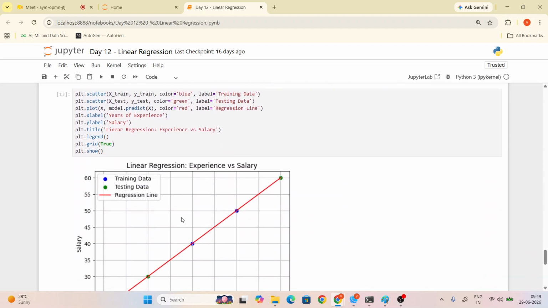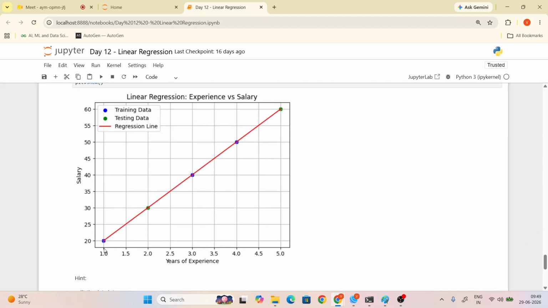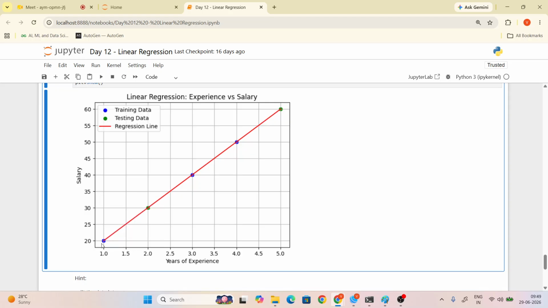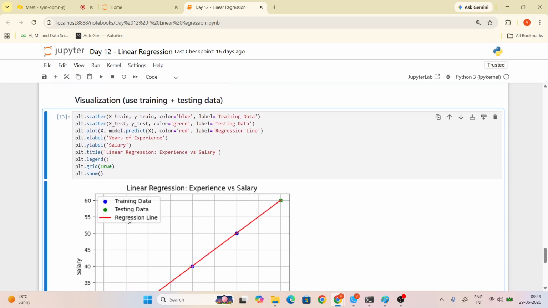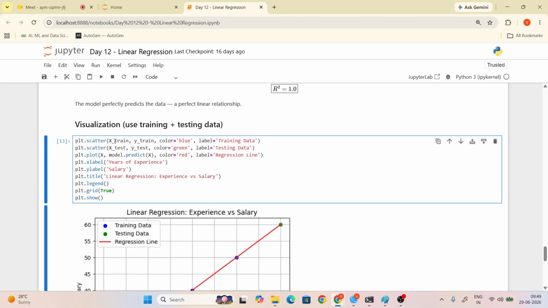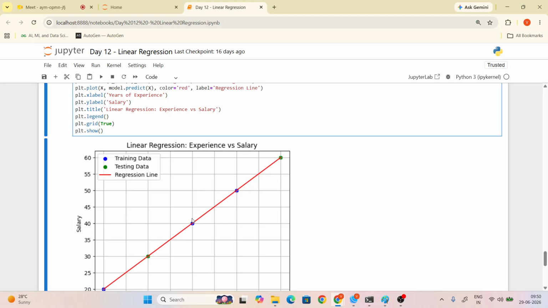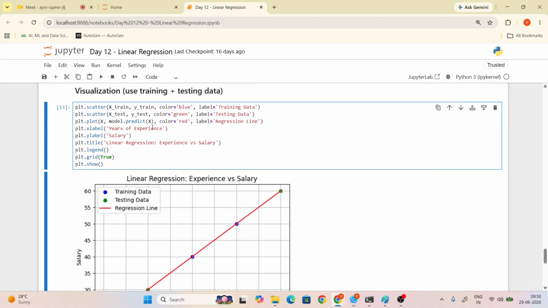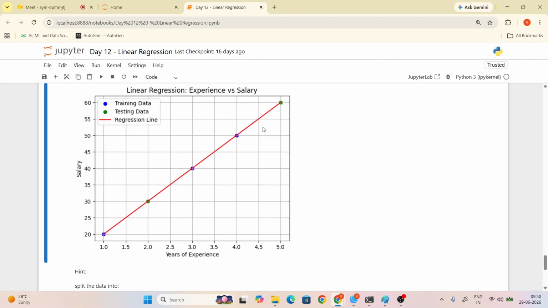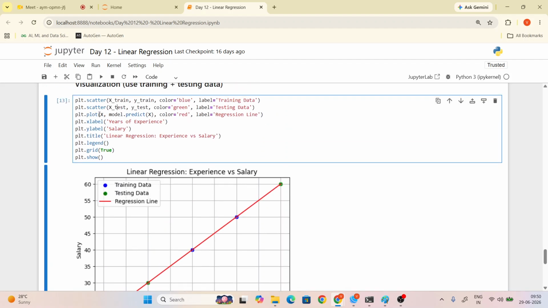Okay, so see the graph. I already drew it, right? The intercept point is 10, guys. See carefully, the line will intercept at 10. In the scatter plot, here I gave x train and y train data in blue color, and this is the label. So the blue color is for training data. You can give x test and y test in green color. So green color is the testing data.